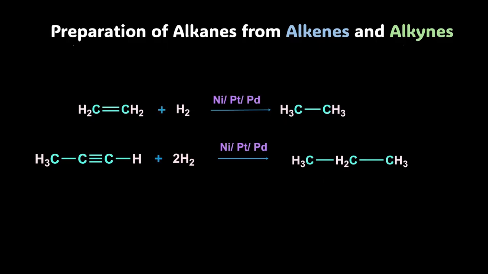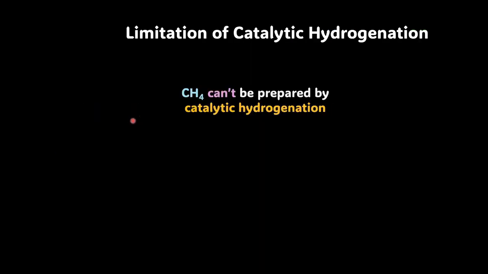Now my question to you is, can you prepare methane by catalytic hydrogenation? Well, you know that the smallest alkene which is possible is of 2 carbons and so is an alkyne. So the answer is no, we can't prepare methane using catalytic hydrogenation. So let's try to know more methods of preparation of alkanes.